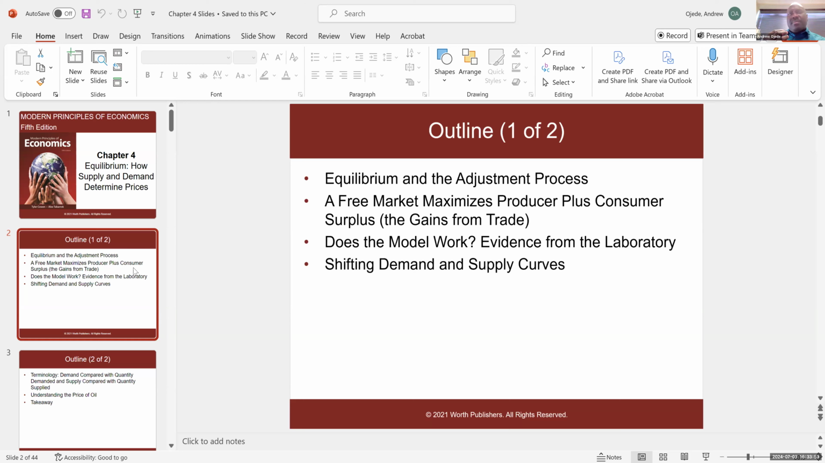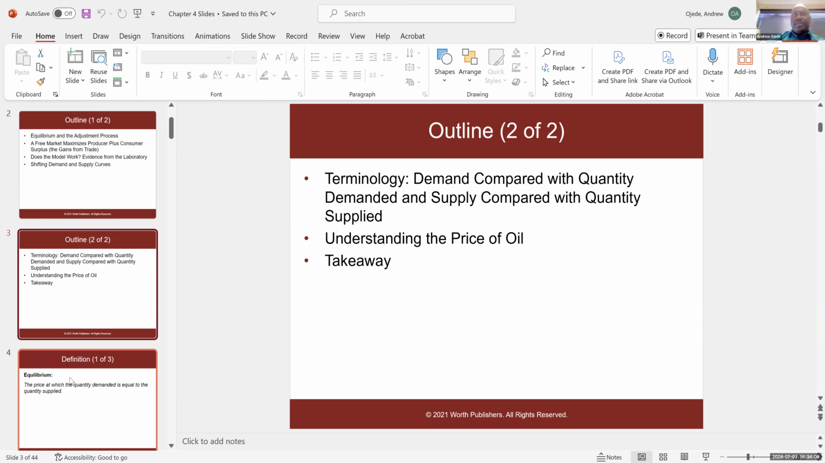The question is, does the model work? So we're going to talk about some evidence from the laboratory. And then we're going to talk about how shifts in the demand and supply curves will affect equilibrium price and equilibrium quantity. Okay. And then we're going to talk about some terminology, demand compared with quantity demanded and supply compared with quantity supplied. And then understanding the price of oil. And then, of course, we always wrap it up with some takeaways.